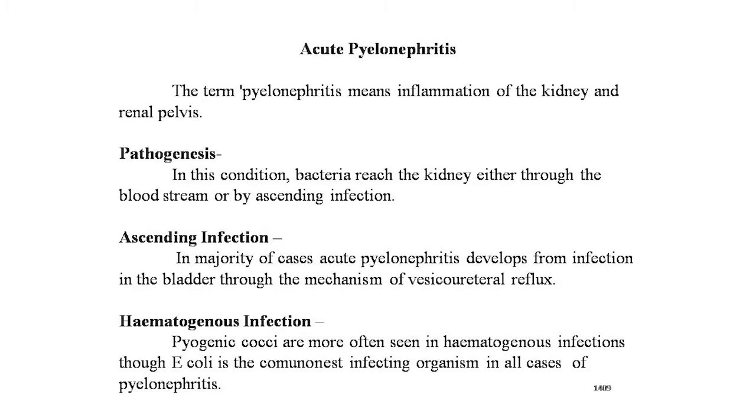Now first, ascending infection. In majority of cases, acute pyelonephritis develops from infection in the bladder through the mechanism of the vesicoureteral reflux. Second is the hematogenous infection. Pyogenic cocci are more often seen in hematogenous infections, though E. coli is the commonest infecting organism in all cases of pyelonephritis.